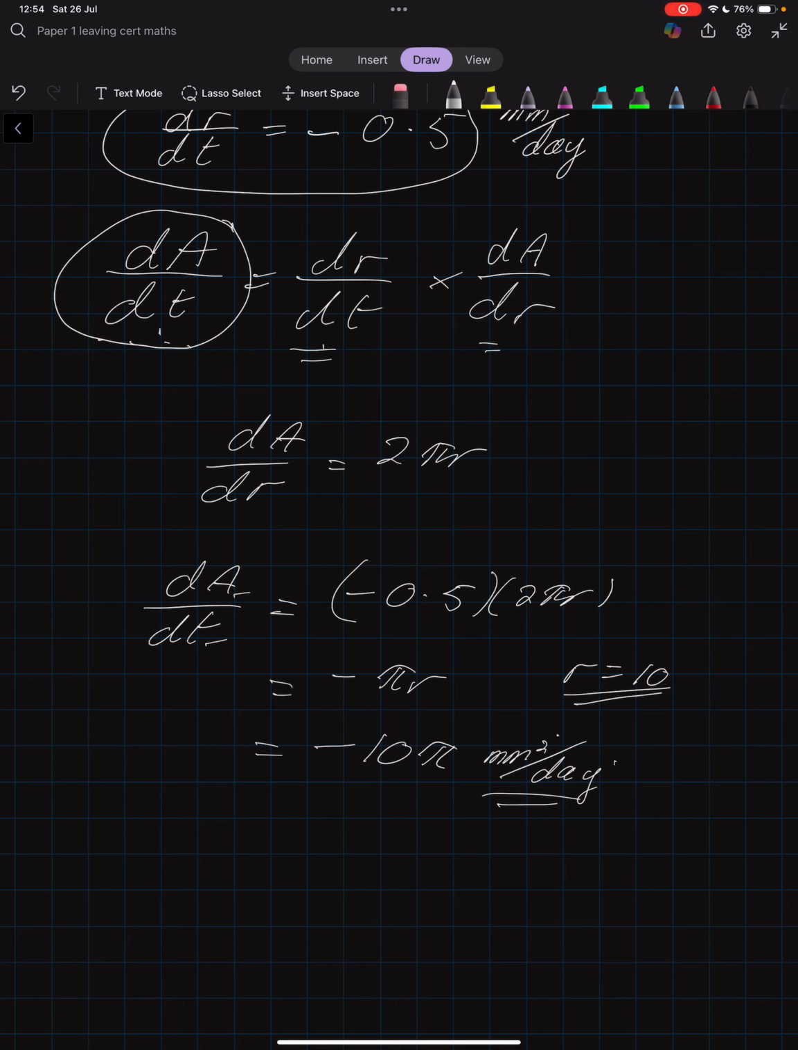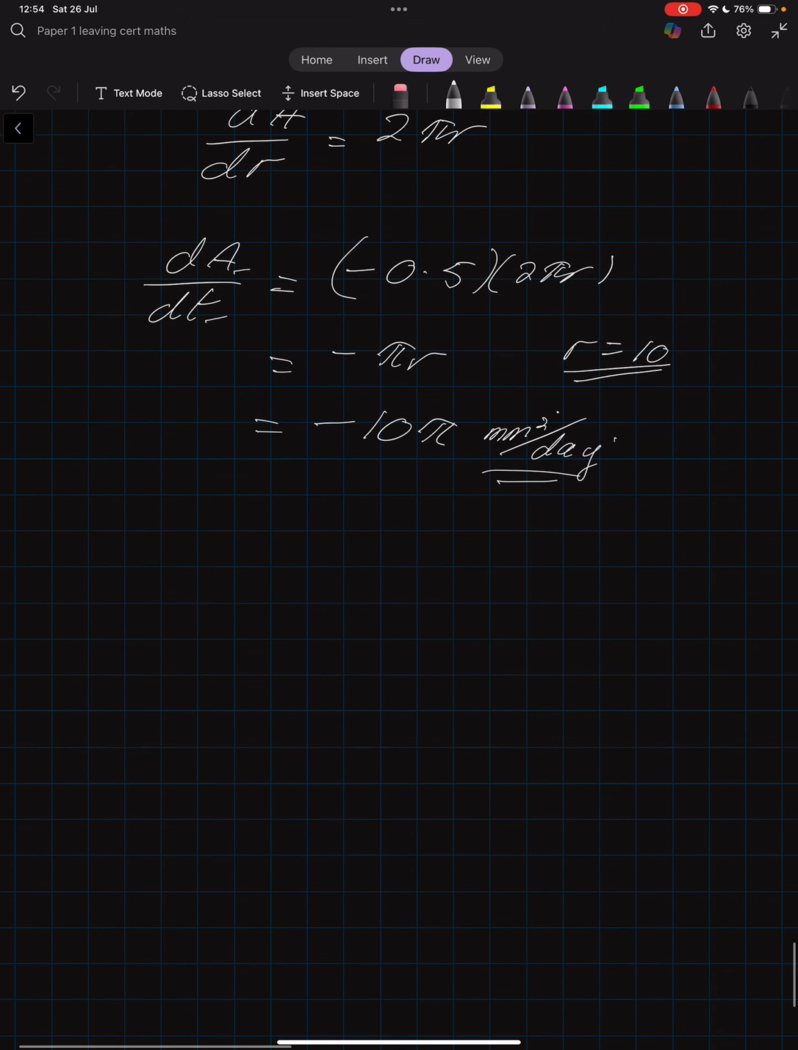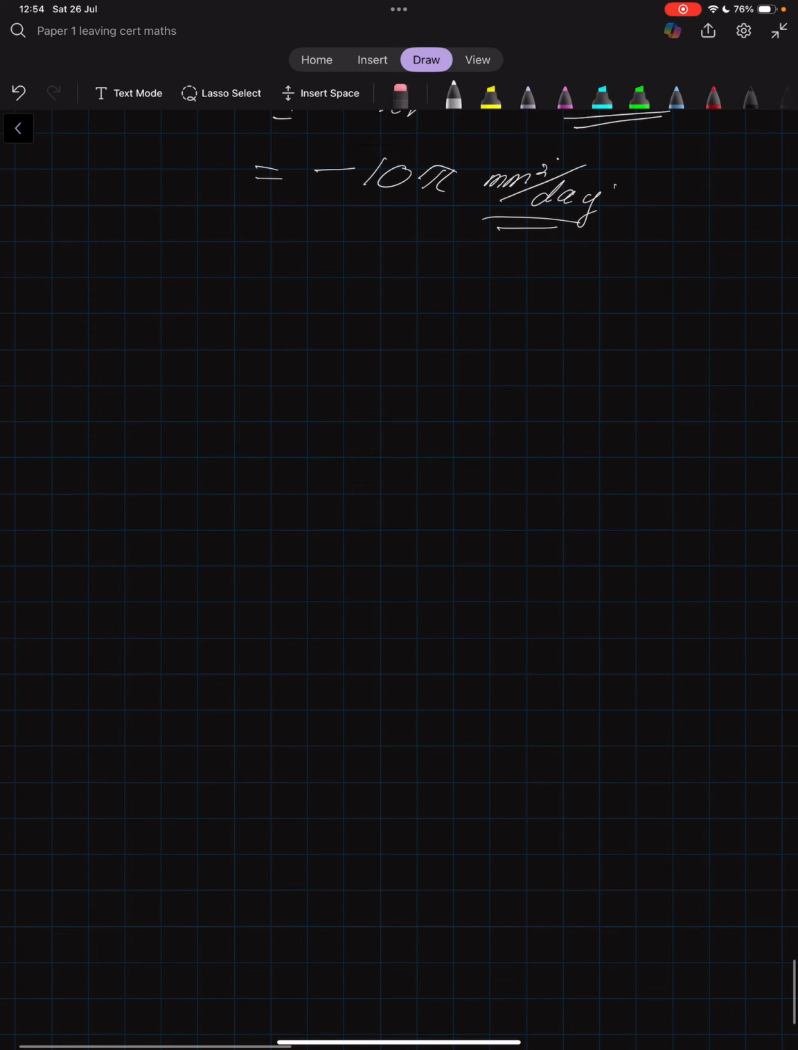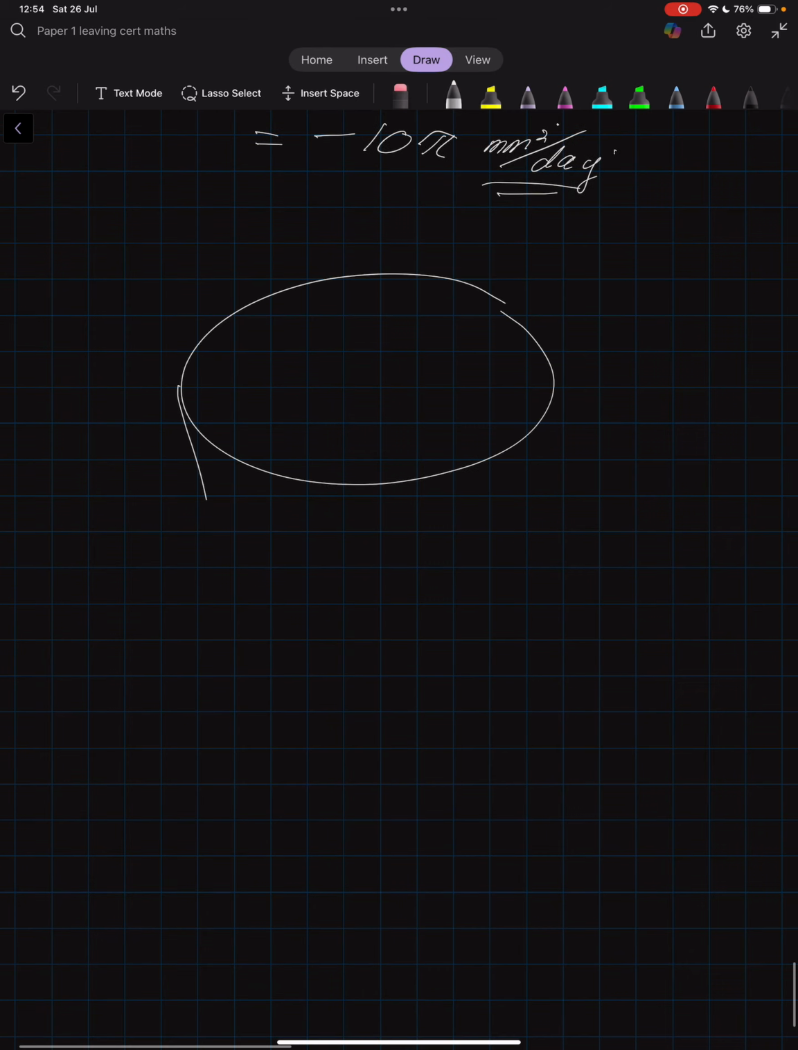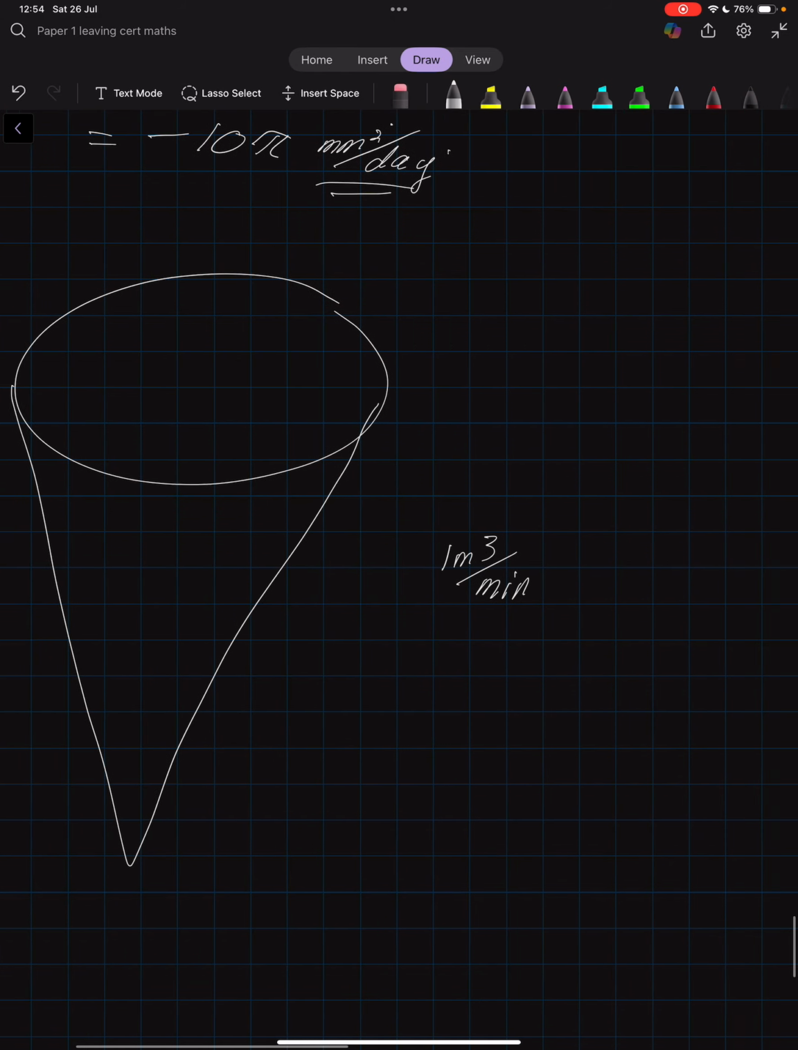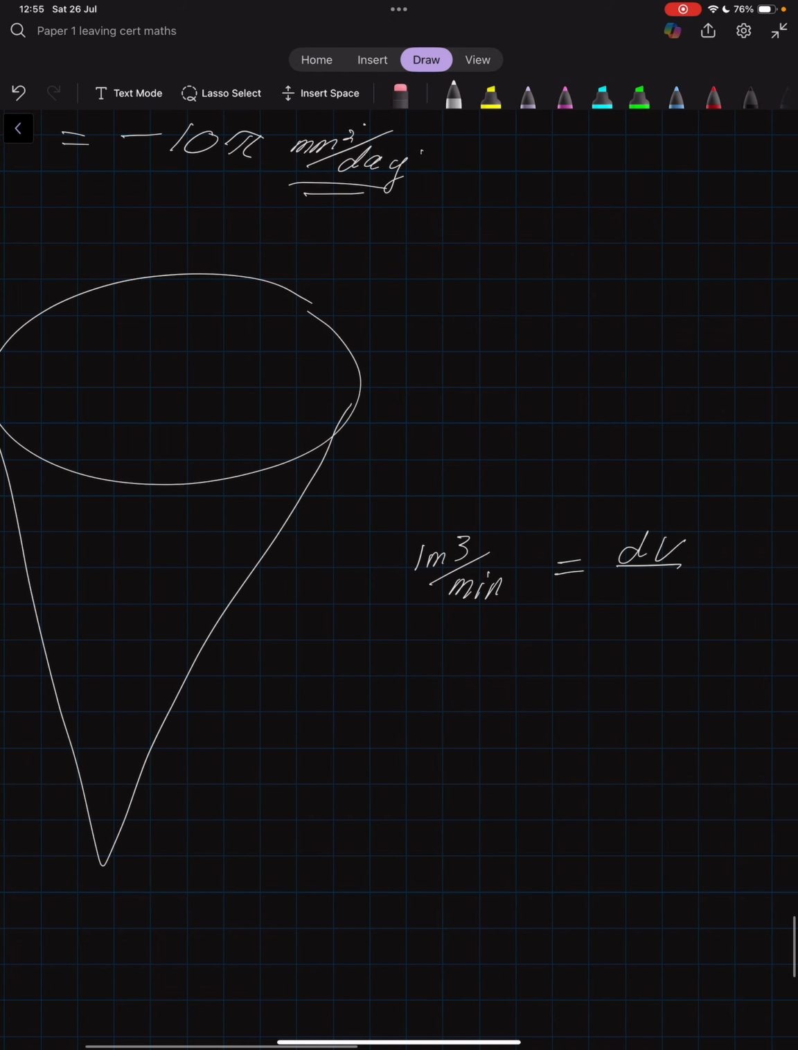I think I'll do this one here because I think it's quite hard. Okay, so basically what we have is a cone like this. It says it is standing on its apex, so it looks like this. Water is flowing into the cone at a steady rate of 1 meter cubed per minute. What's that? That's dV/dt. So the volume is increasing at a rate of 1.